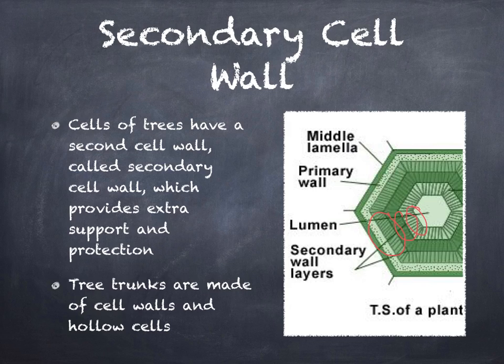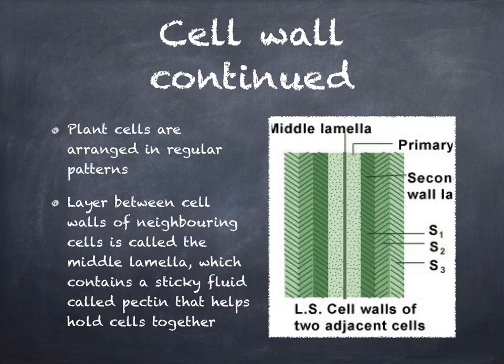And in between the cells, we have the middle lamella, and we'll talk about that next. So plant cells are arranged in regular patterns, and the layer between the cell walls is called the middle lamella, which contains a sticky fluid called pectin that helps hold the cells together. So this is made of pectin, and you use pectin when you make jam.